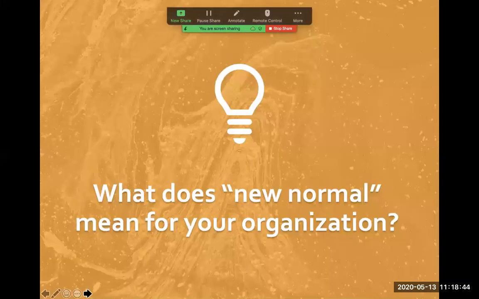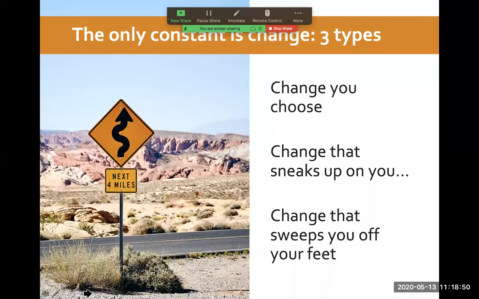All right, let's get into what does new normal mean for your organization? So the expression, the only constant is change, has been attributed to Heraclitus, who was actually a Greek philosopher. And his words apparently were, change is the only constant in life. But as I thought about change and this phase as we go back to our working environments in the weeks and months ahead, I realized that not all changes affect us in the same way.